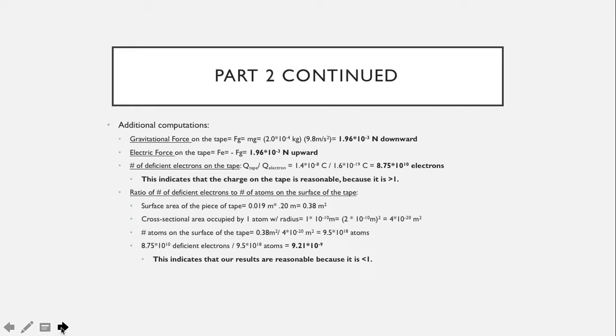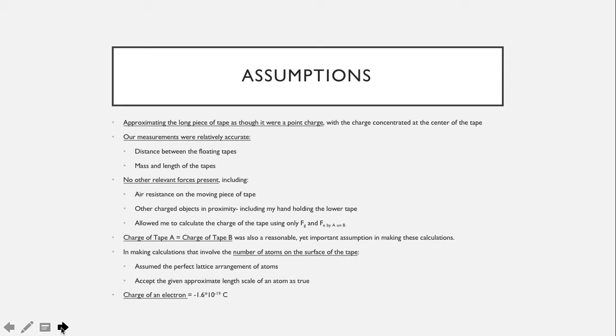We were also able to calculate the ratio of deficient electrons to the number of atoms on the tape. Since that number is less than 1, that's also a good sign because if it were 1, that would mean that the tape gave up all of its electrons and essentially it would be destroyed, which did not happen.